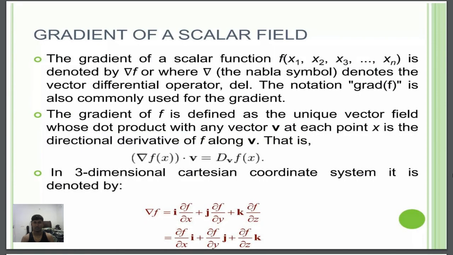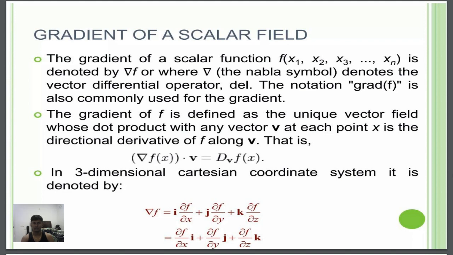Gradient of a scalar field. The gradient of a scalar field function is denoted by del f, where del, the nabla symbol, denotes the vector differential operator del. The notation grad f is also commonly used for the gradient.